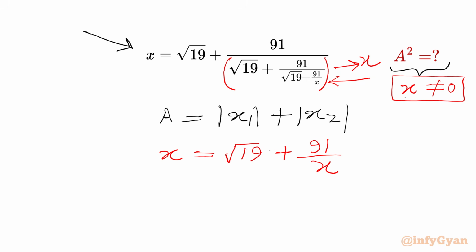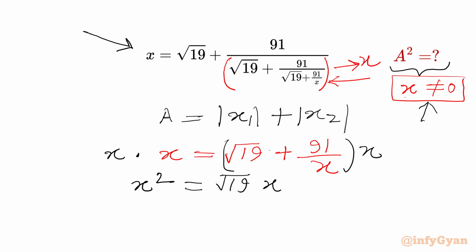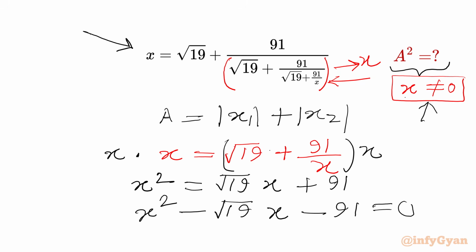Now we have x in the denominator, so we will multiply both sides by x to get rid of the denominator x. X cannot be 0. X times x is x square. Square root 19 times x is square root 19x, plus 91 over x times x. X will get over, we will get 91. We will write all the terms to one side to get a quadratic in x: x square minus square root 19x minus 91 equal to 0.